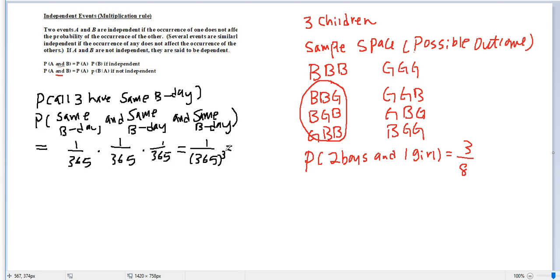Let me just calculate what the probability is. 365, let me see, cubed, and I'm going to write this up here. You get 0 point, and then 1, 2, 3, 4, 5, 6, 7 zeros, then 2, 0, 5, 6.